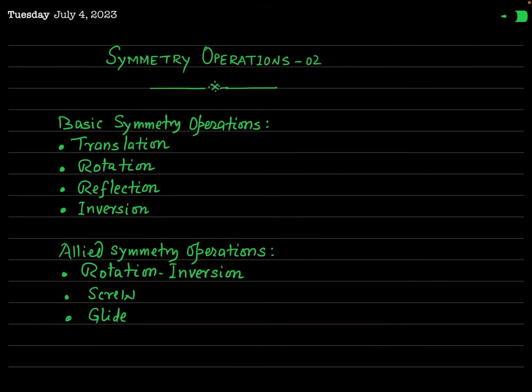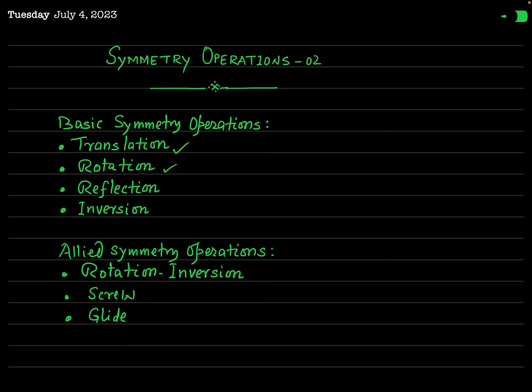In the previous lecture, we started to deal with the problem of symmetry operations in crystals or lattices. In the first part of that lecture, we saw two basic symmetry operations, translation and rotation. Among these, rotation is a point symmetry operation. Today our aim is to deal with the other symmetry operations.